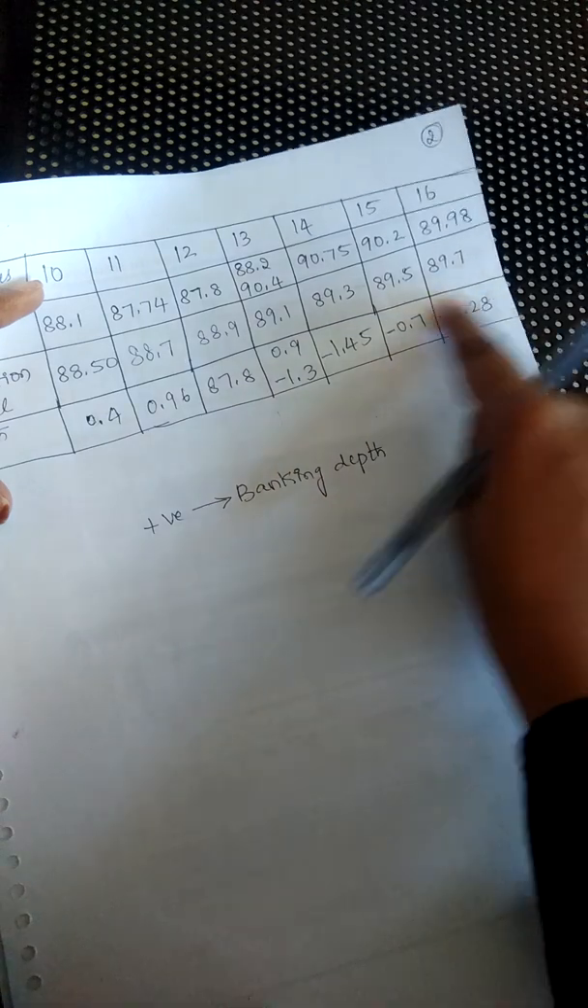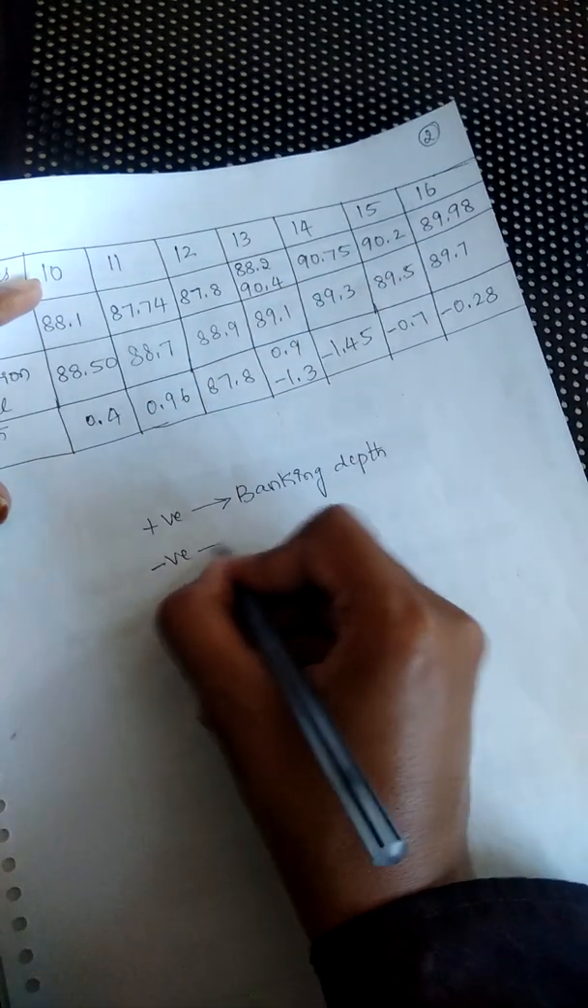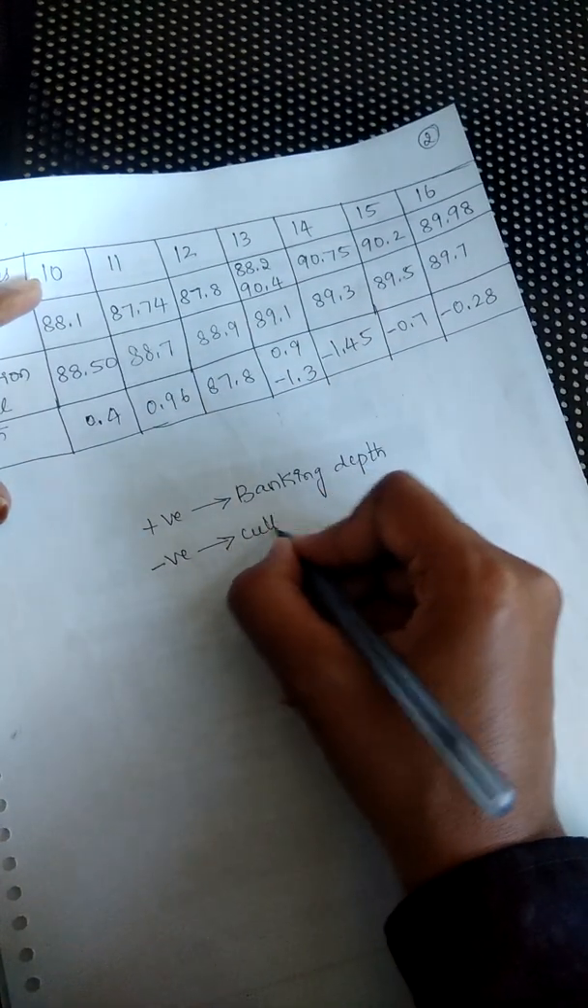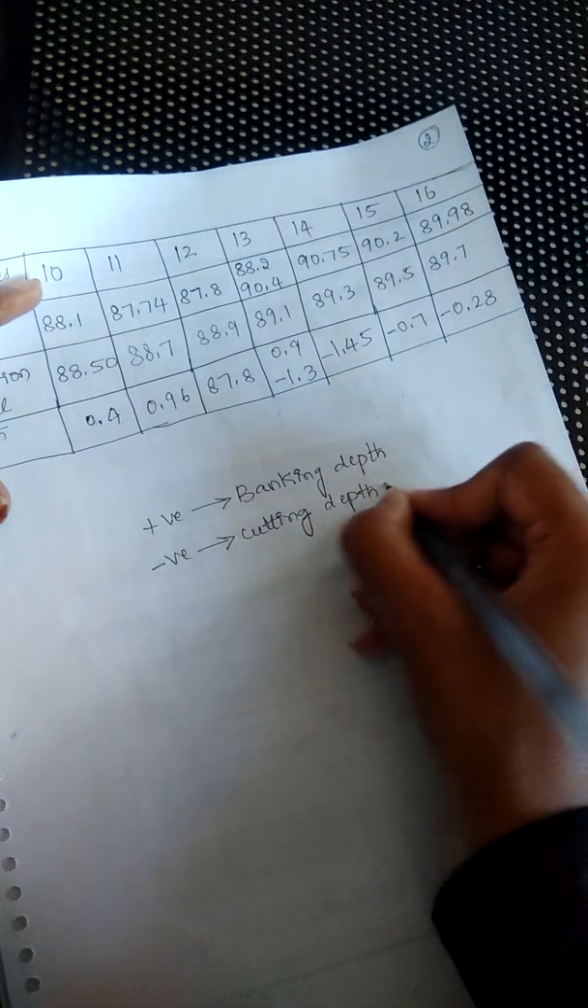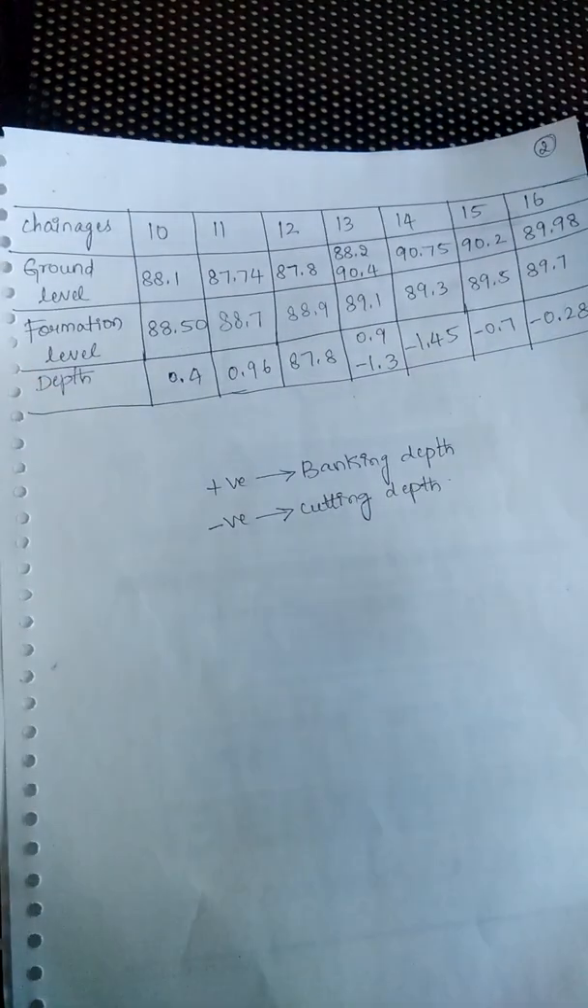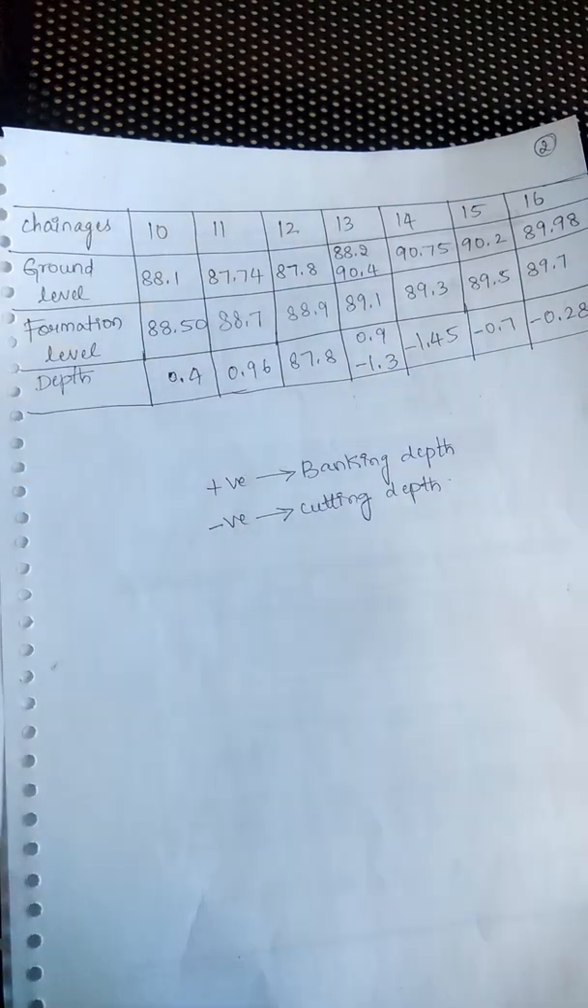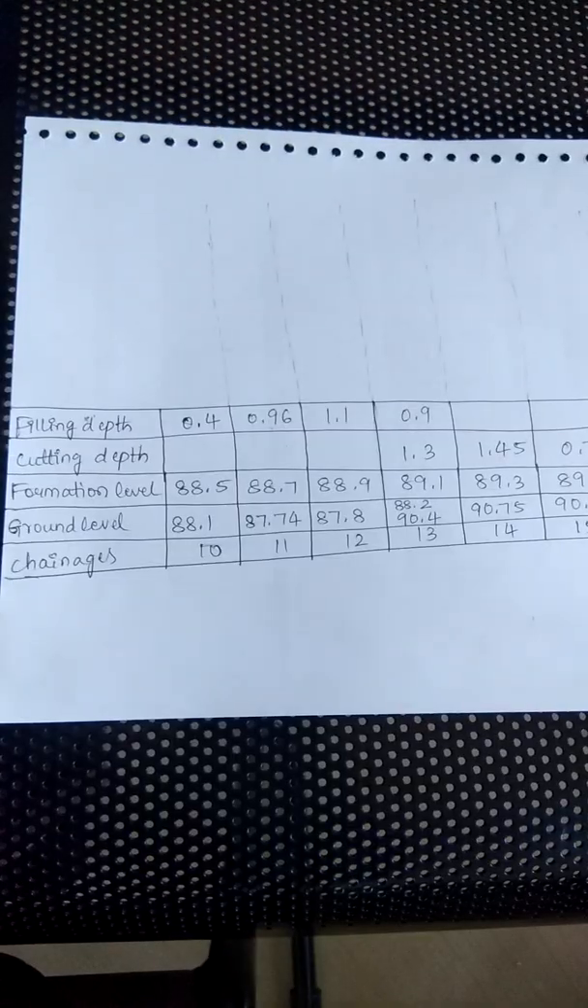Similarly, all the negative signs represent the cutting depth. Now, this completes the second step. The third step is to draw the longitudinal section of the profile of the ground here, because in the question it is asked to draw the longitudinal section. So for that reason we will be drawing this. Otherwise you could have skipped this step.